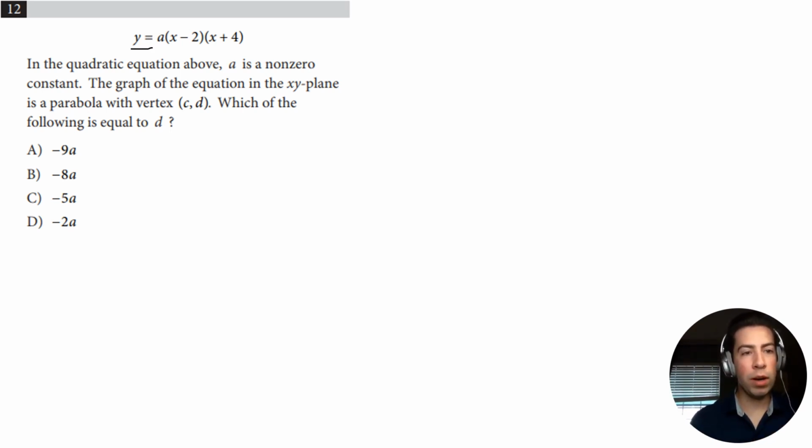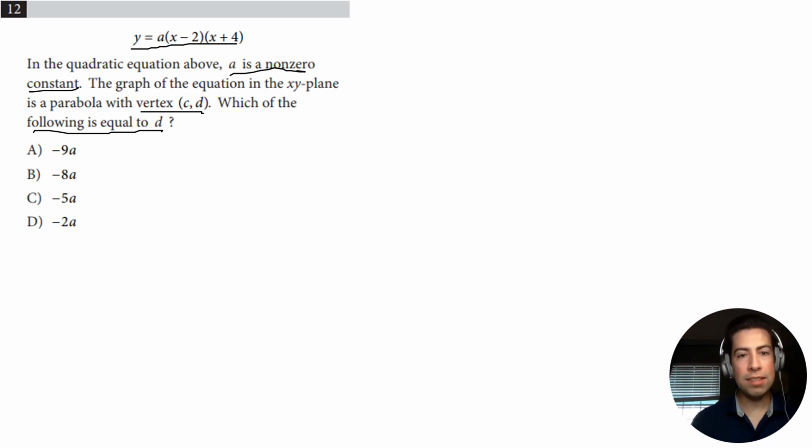So we're given this equation here. This is a formula for a parabola. And it says in the quadratic equation above, a is a non-zero constant. The graph of the equation in the xy plane is a parabola with vertex c, comma d. Which of the following is equal to d? All right, guys, I'm going to be honest with you. I don't even remember the formula for a parabola.